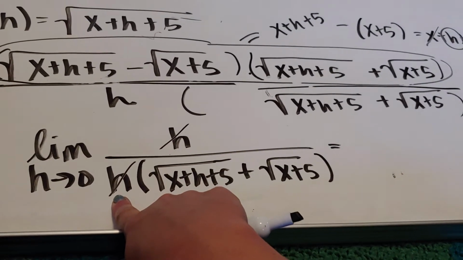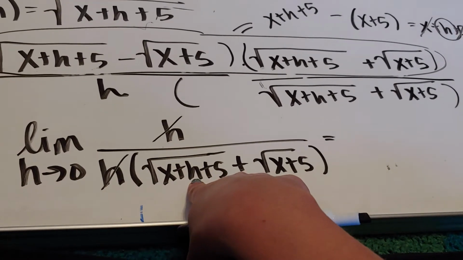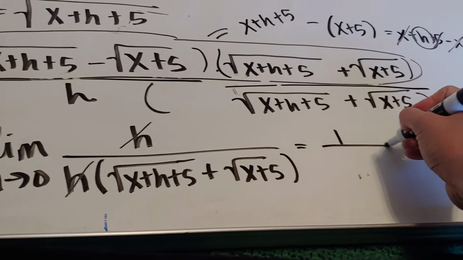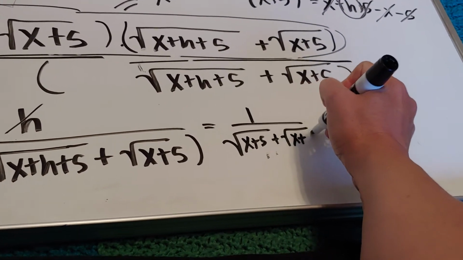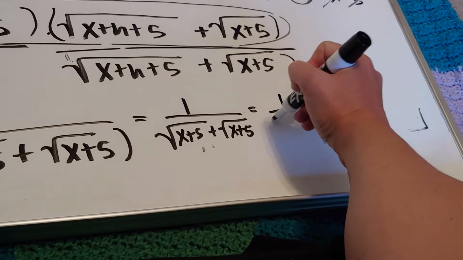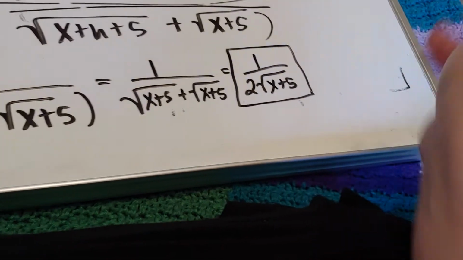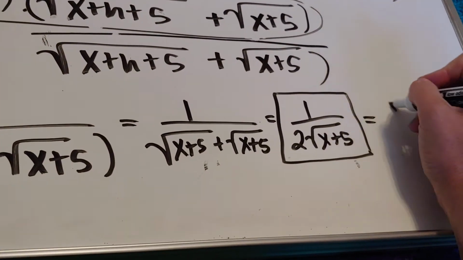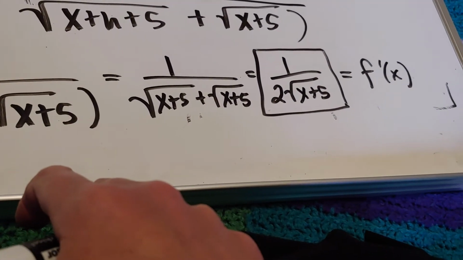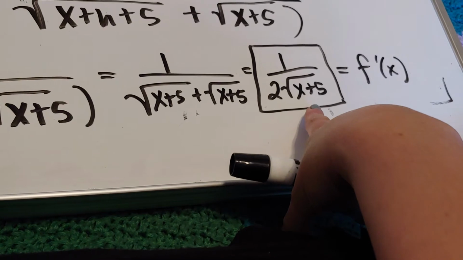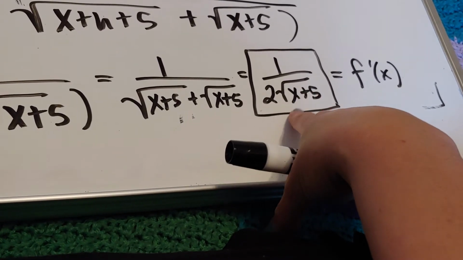Okay, now, once I've knocked out these two h's, now plug in h is 0. Okay, so this is going to be a 1 over root of x plus 5 plus root of x plus 5, which when I have a matching pair, that means 2 of them. Okay, this is my f prime of x formula. So for my original function, which was the square root of x plus 5, if you ask me any point on that function, this will give me the slope of the tangent line, or the slope of the function.